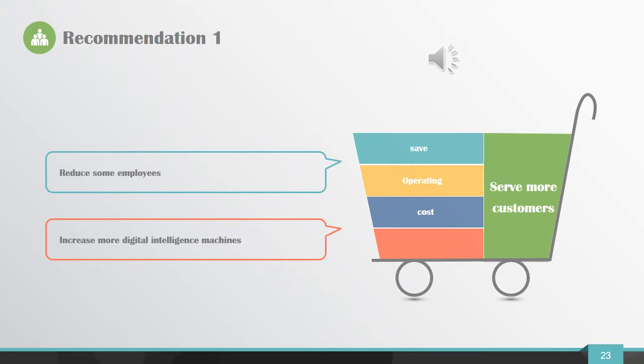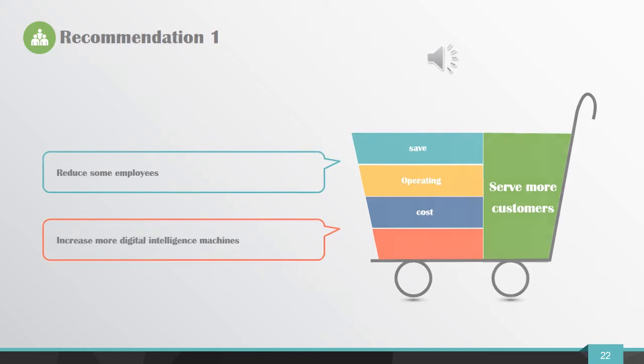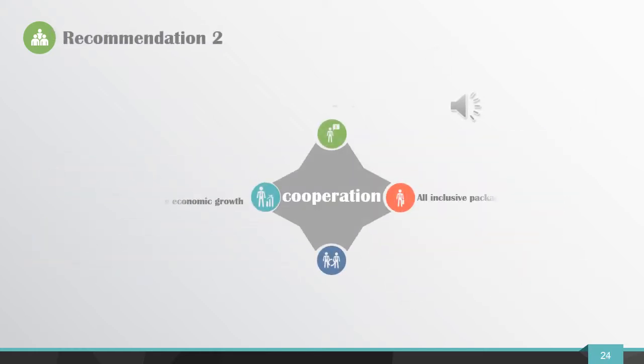So there are three recommendations. First, the hotel should consider reducing some employees to save operating costs and adding more digital intelligence machines to serve the customers. Then the hotel should cooperate with travel agencies, such as providing some all-inclusive packages to give tourists more choices. This will improve the economic growth.